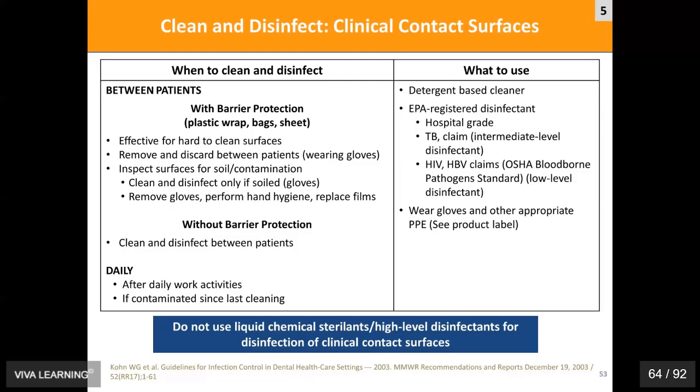If you're going to be disinfecting clinical contact surfaces, and obviously there are many that you have to, again, it should be a detergent-based cleaner. It should be an EPA-registered disinfectant that's hospital grade. So again, it'll say for hospital use or healthcare use, it should have a TB claim, which means it's an intermediate level, and it should have HIV and HBV claims. Always remember, too, these are chemicals. I don't care what anybody says about how safe they are. I like to see you wear masks, gloves, and glasses to protect yourself.